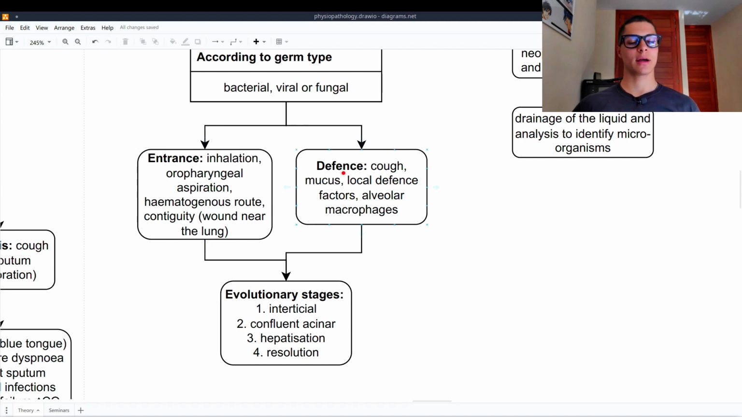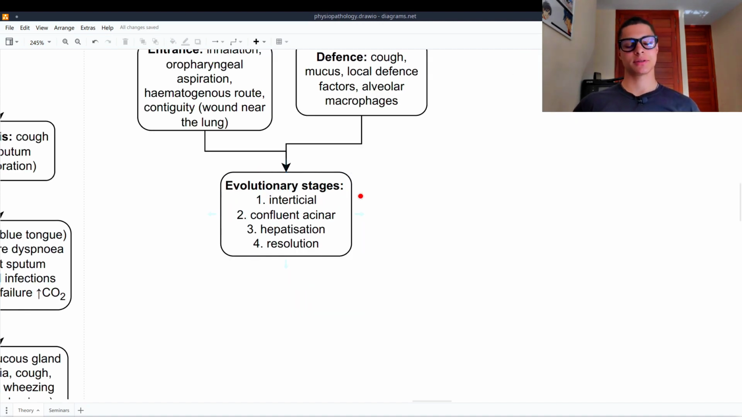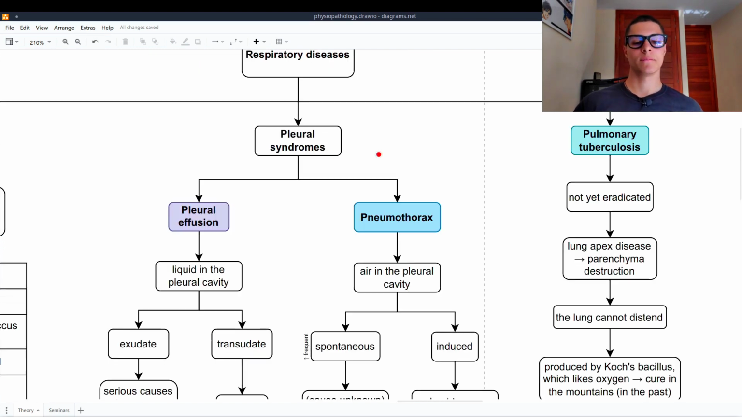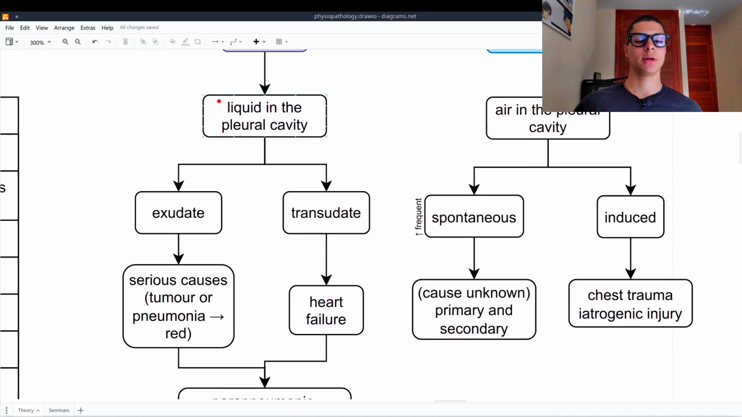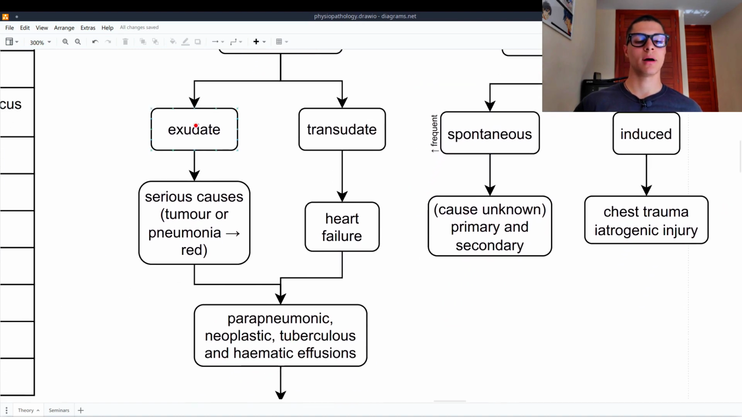The defense against that is cough, mucus, local defense factors, and also alveolar macrophages. And there are evolutionary stages, starting with the interstitial, then the confluent acini, then we have the hepatization. This is the phase in which the lung will look like a liver because of all the blood trapped in. And finally the resolution.